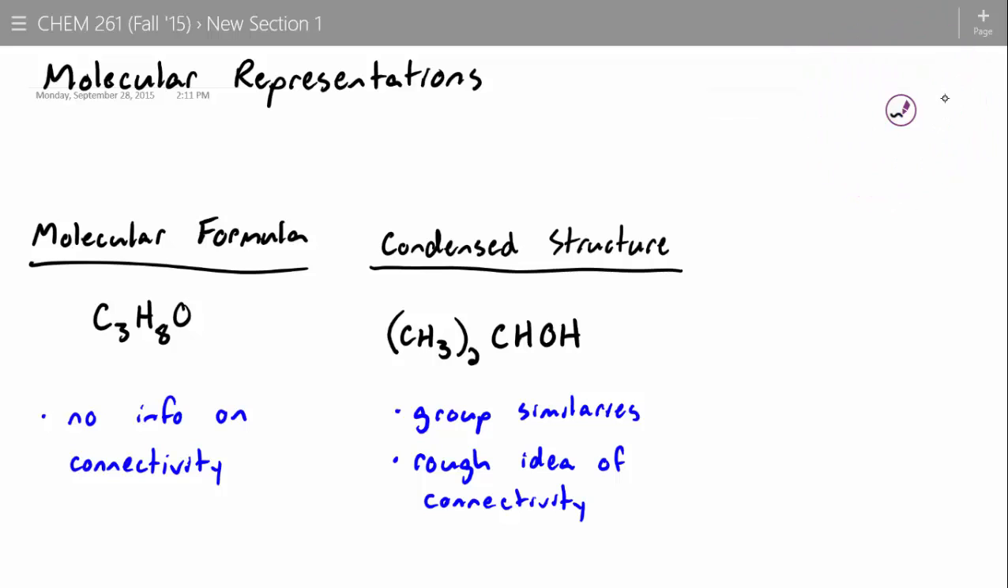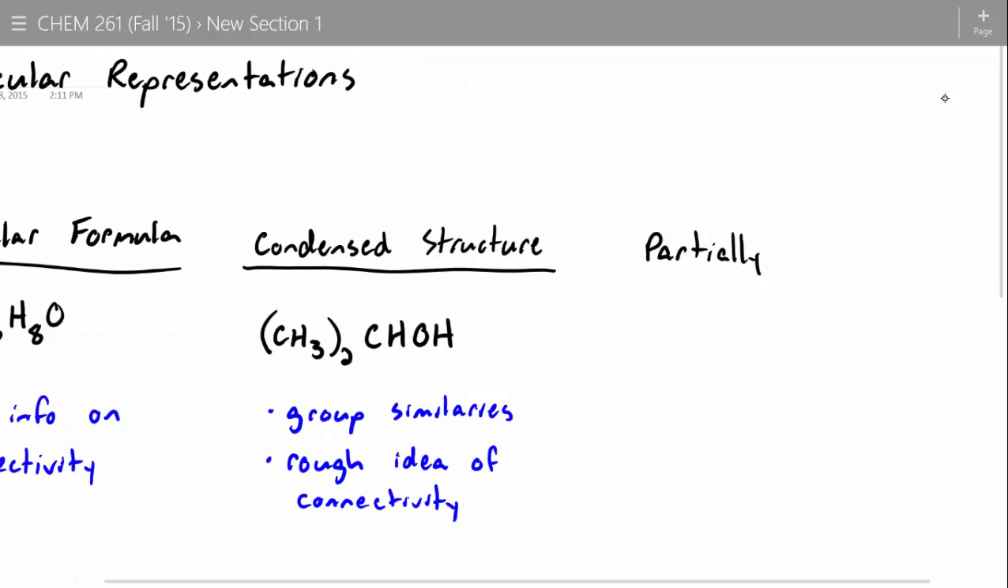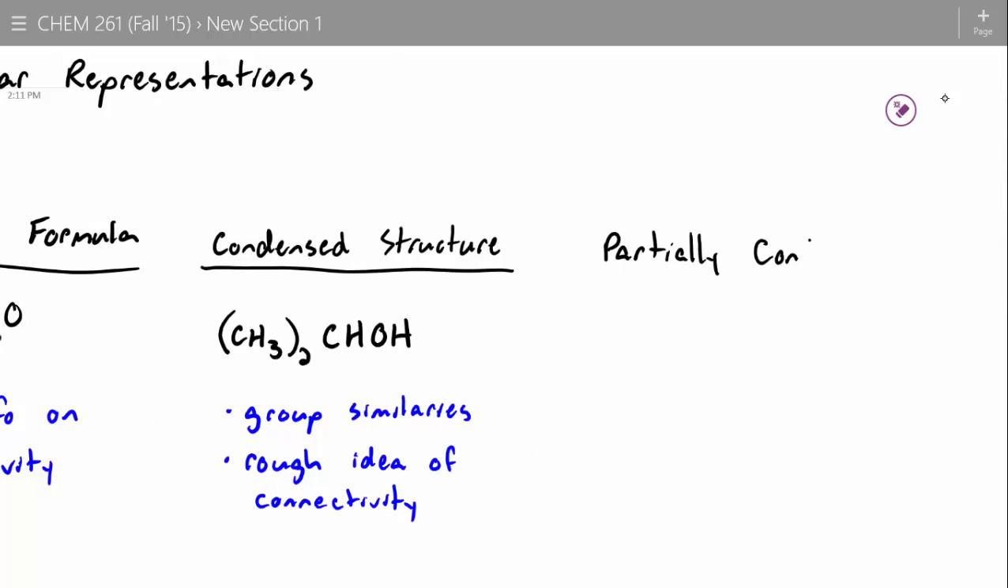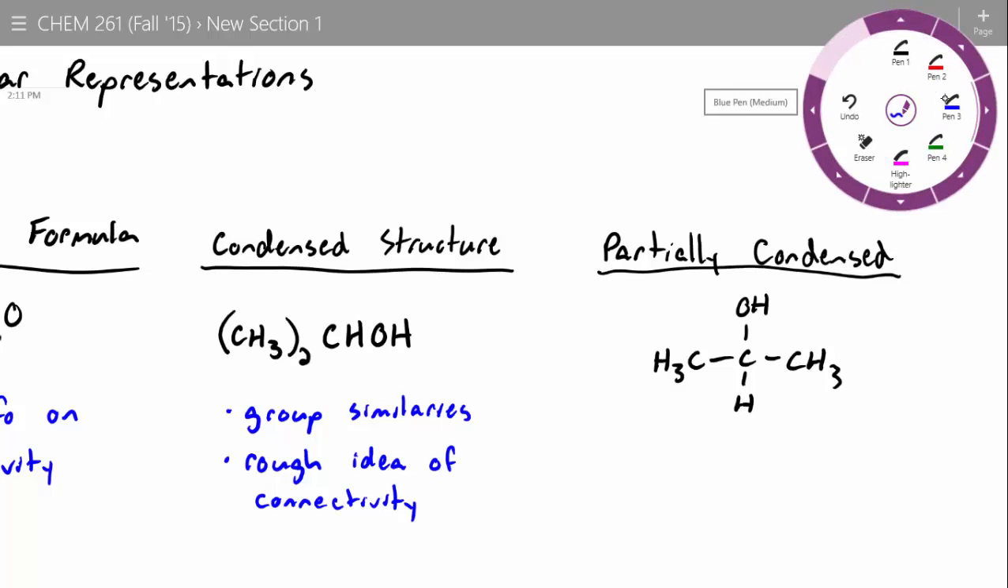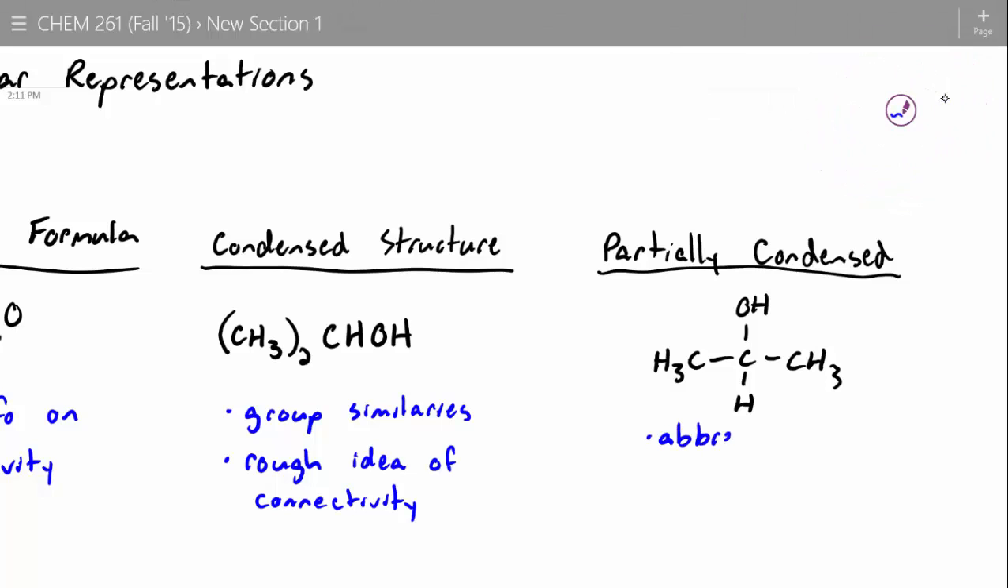All right, and then there's an additional one that is partially condensed. A partially condensed structure gives you more information. And this is what I tend to use because it shows all of the individual bonds between important atoms, but we still group some of the similarities, so it's a little bit faster. The nice thing with this is you can abbreviate groups, and it shows connectivity. Normally in this class I'm going to use the partially condensed structure because it's a lot quicker.